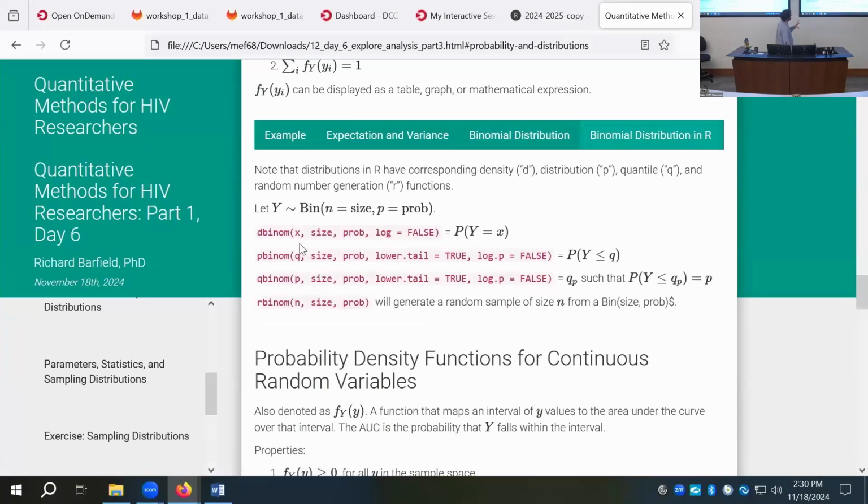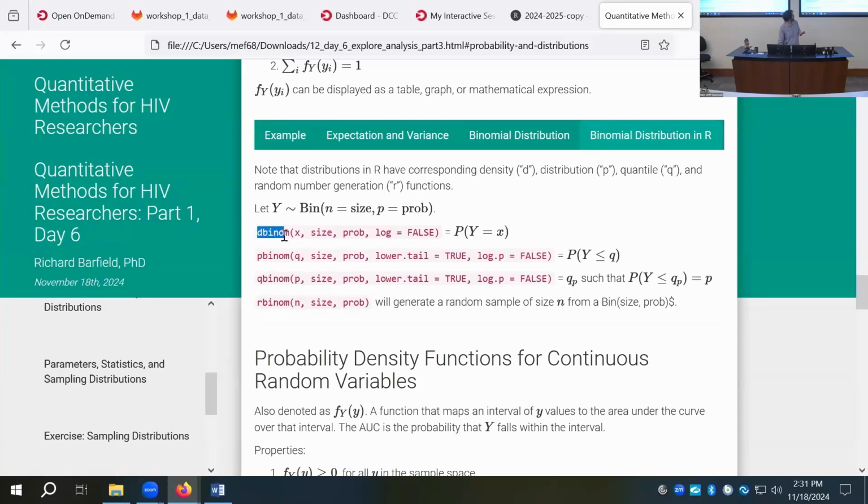So all the distributions in R have a corresponding density function, a distribution function, a quantile function, and a random number generator. So if we have y coming from a binomial, this means y is distributed as a binomial distribution with n equal to size and p equal to prob. These are what these functions do.